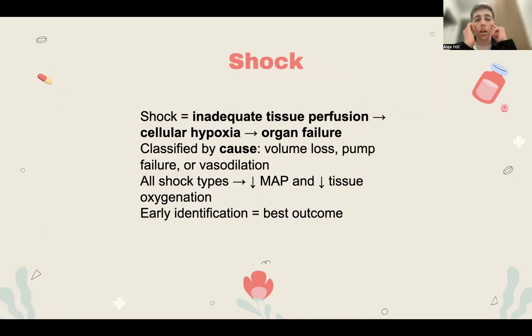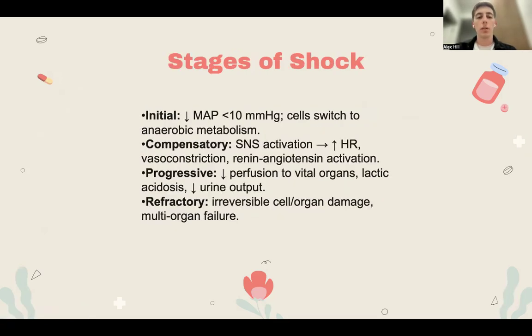Okay, shock. Okay, inadequate tissue perfusion, cellular hypoxia, organ failure. Hopefully that all makes sense. That's the definition of shock. So what's the cause? So we've already been talking about this a little bit. It can be caused from volume loss, hypovolemic, pump failure, cardiogenic, vasodilation, distributive, and obstructive is another one too. So all shock types, you're going to have decreased MAP and decreased tissue oxygenation. You want to know what's causing it.